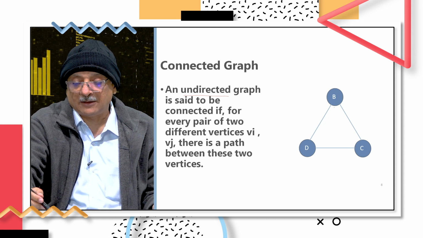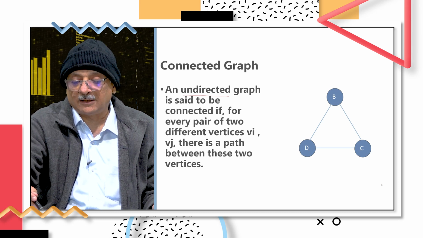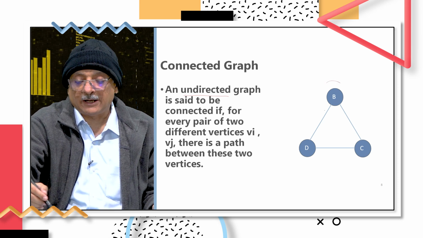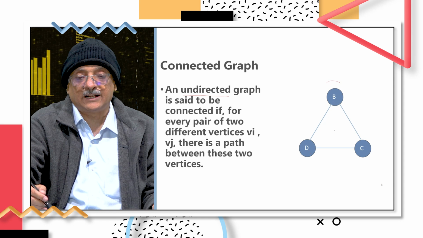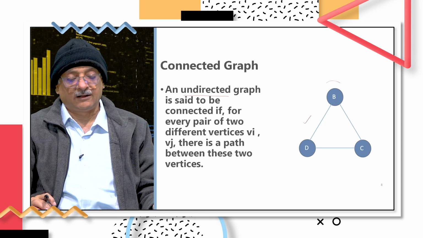So, there is a path from B to D, there is a path from C to D, there is a path from B to C. So, for every pair of vertices, there is a path existing. So, this is a connected graph in this particular case.